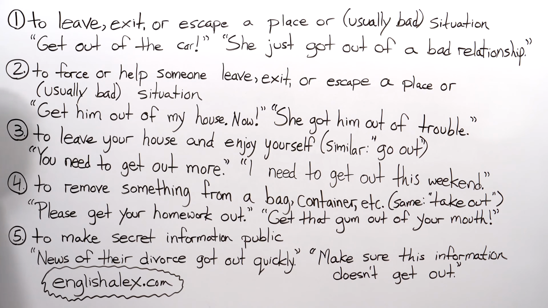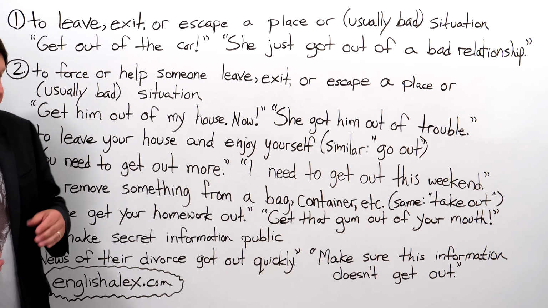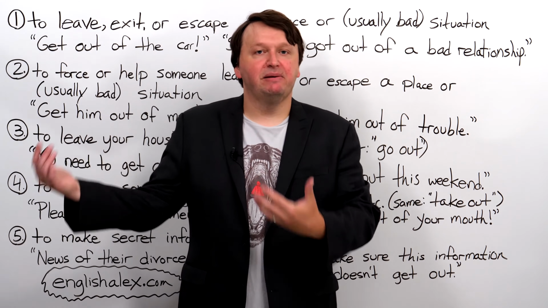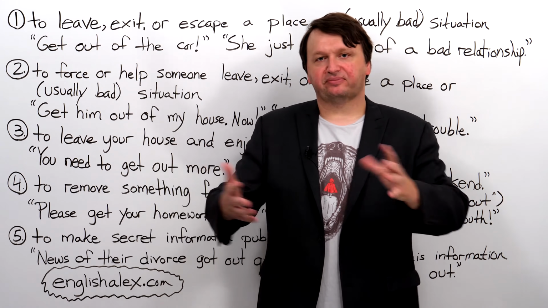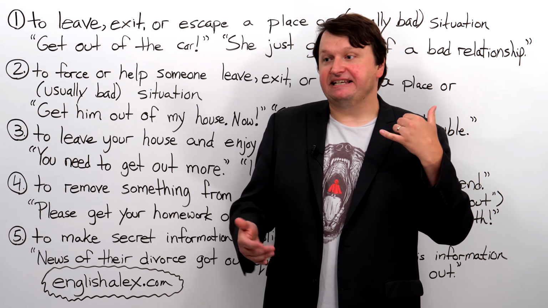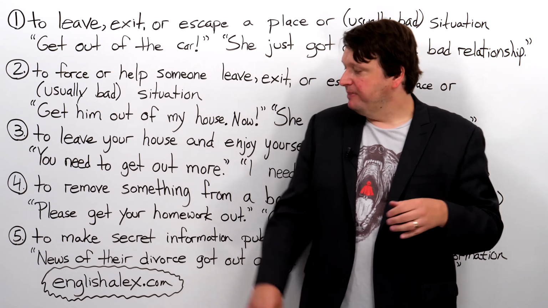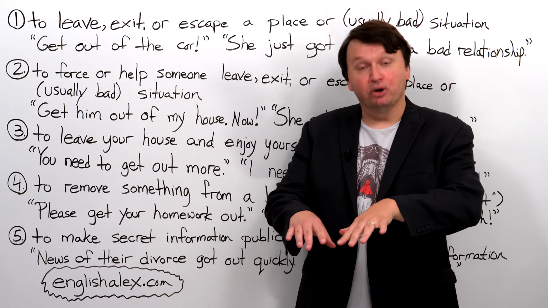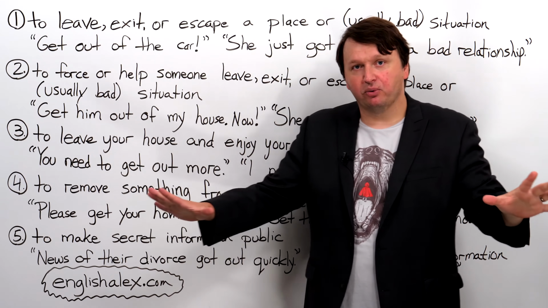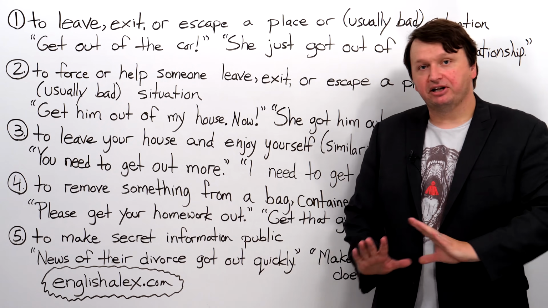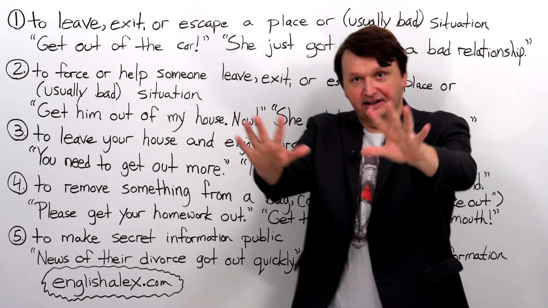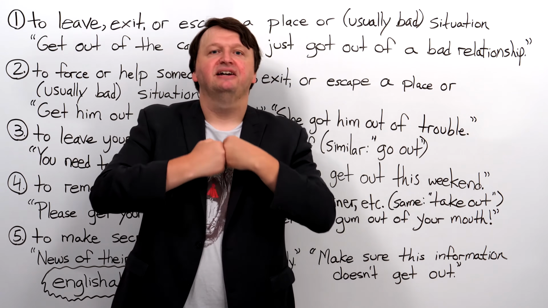Finally, number 5, to make secret information public. So, for example, news of their divorce got out quickly. So someone found out that they were getting divorced. Maybe this is a celebrity divorce. And suddenly somebody from the TMZ website, like a popular paparazzi website, news website, celebrity news website, gets the information and posts it, and the information spreads very quickly. News of their divorce got out quickly. It was a secret, and now it's getting out. The information was secret. Now it's not secret.